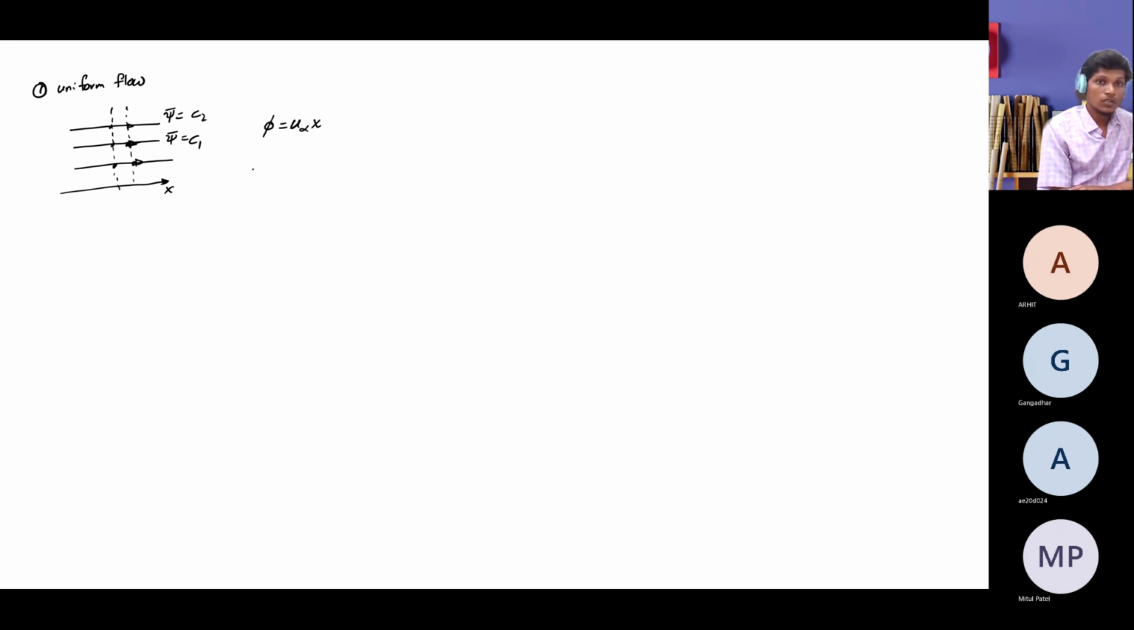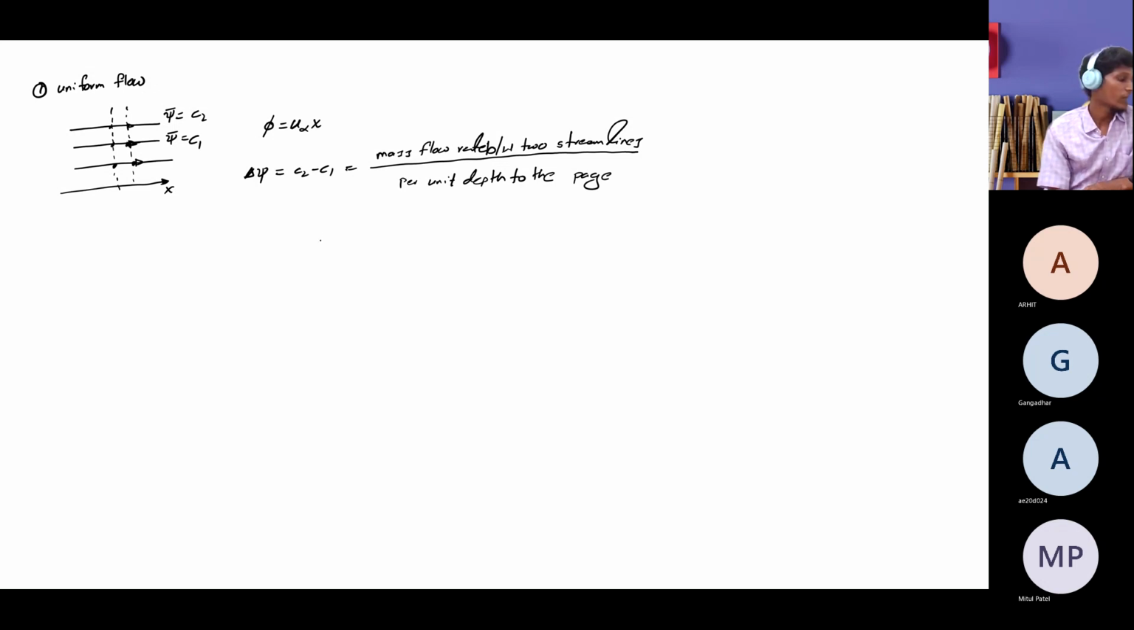And then one more interesting definition is, if you see delta psi, that is psi 2 minus psi 1, it will give you the mass flow rate between those two streamlines, per unit depth into the page. Not only for the uniform flow, for any kind of flow, if you know the stream function, you can relate that with the mass flow rate at that point. Okay.